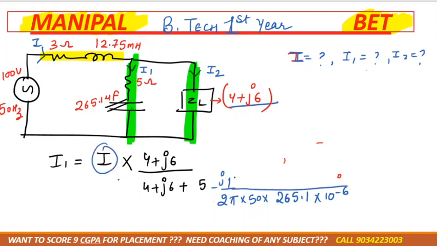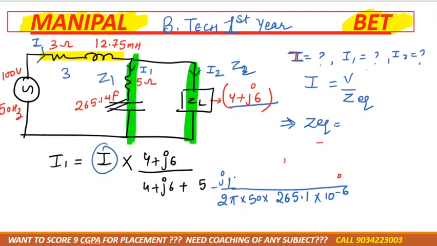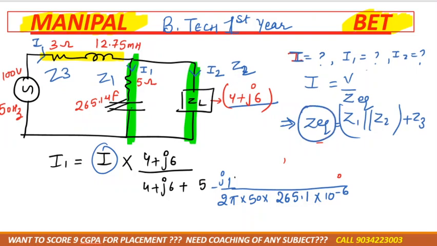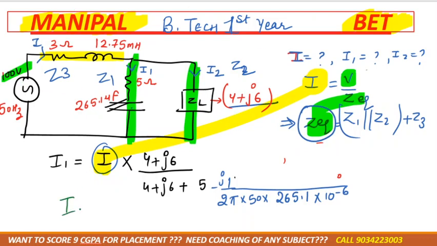But we also need to get I. How much would it be? E by Z, but for that we should know the total Z equivalent. So the total Z equivalent is how much? Suppose this is Z1, this is Z2 and this is Z3. In this case, Z equivalent is Z1 parallel Z2 plus Z3, right? We can substitute the value of Z equivalent here, then the voltage is given, then we'll get the current, and we can substitute it here to get I1, I2 in a similar way.